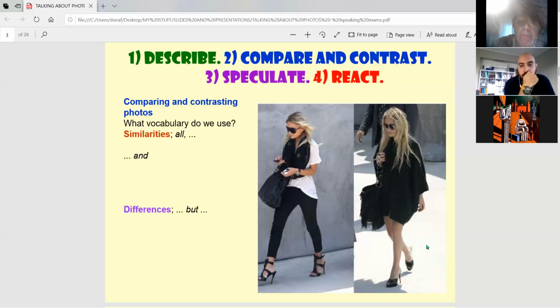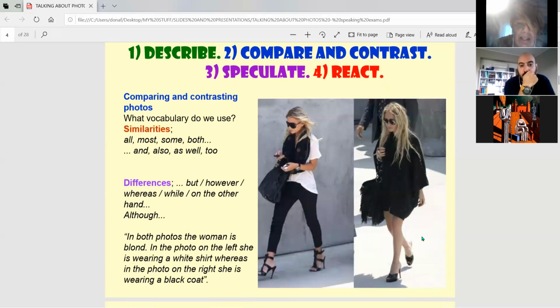Do you agree? Okay. Yes. This is very important. So actually it is what I say here, read here. Similarities: the vocabulary that we use, all, most, some, both, and also, as well, too. Differences: but, however, whereas, while, on the other hand. It's very important to use them in both photos.